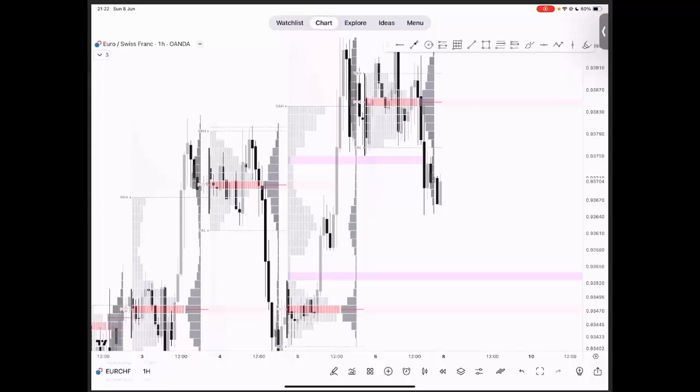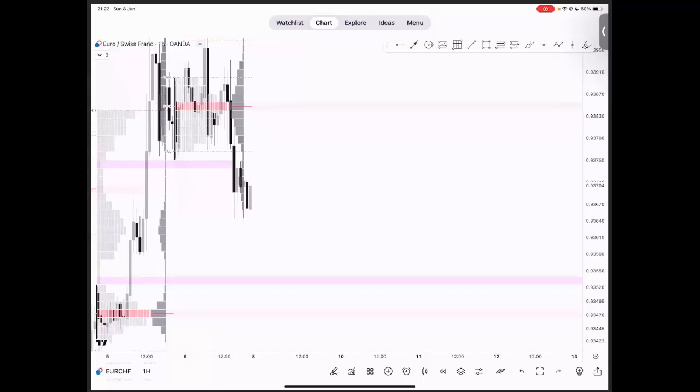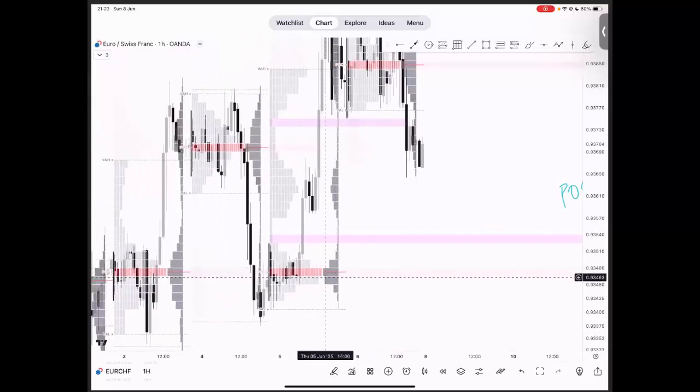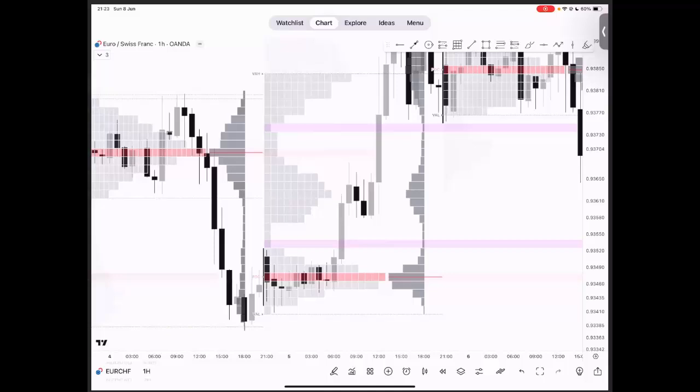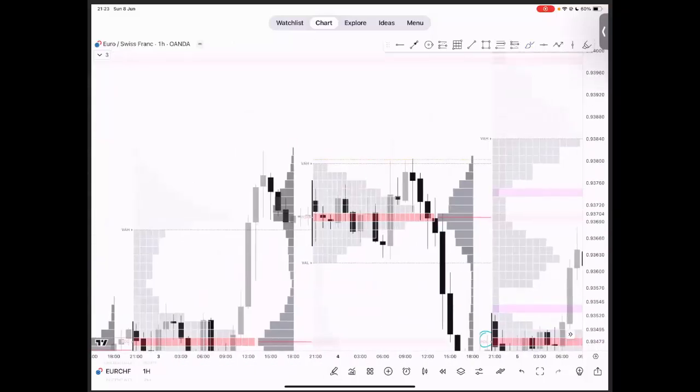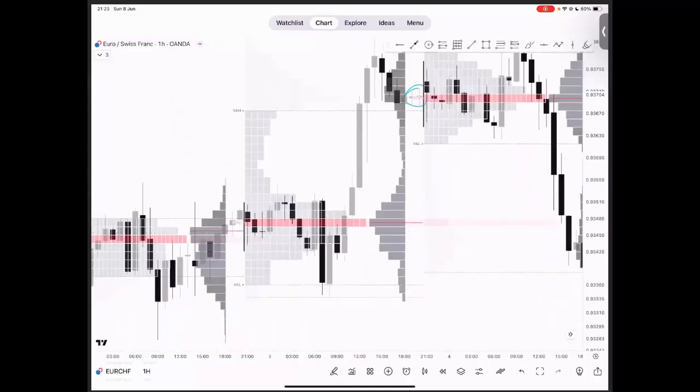Now for the POC, which I told you means the point of control. It is very simple. You see all these lines that are indicated in red, they are what? They are POCs. If you look very closely, you'll see POC here. And if you look very closely again, you see POC here. Every day has its own value area high, its own value area low, its own POC, which is the point of control. If you look very clearly again, there's POC. So for every trading day, you see a POC, a value area high, and a value area low.